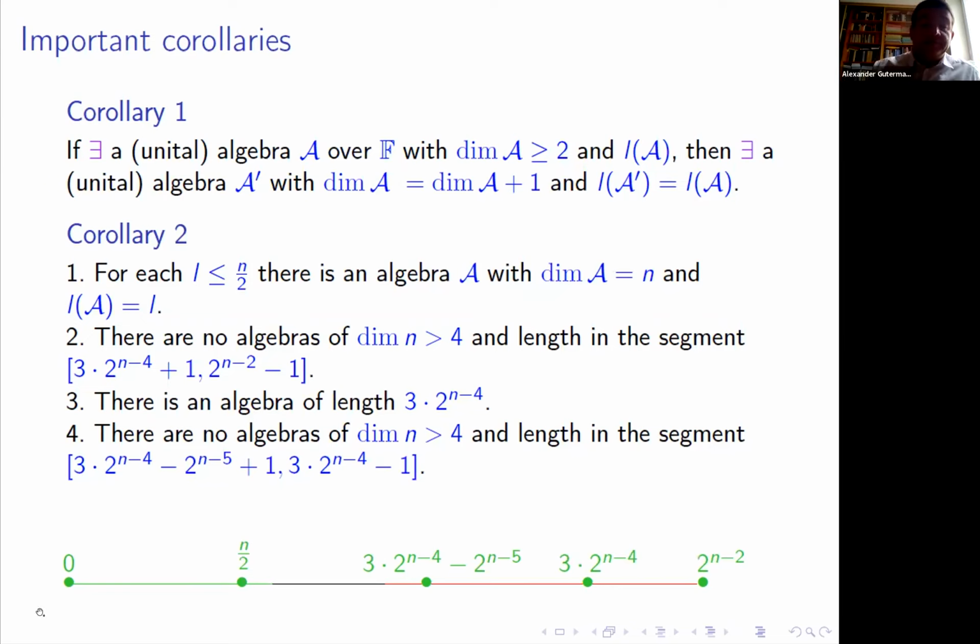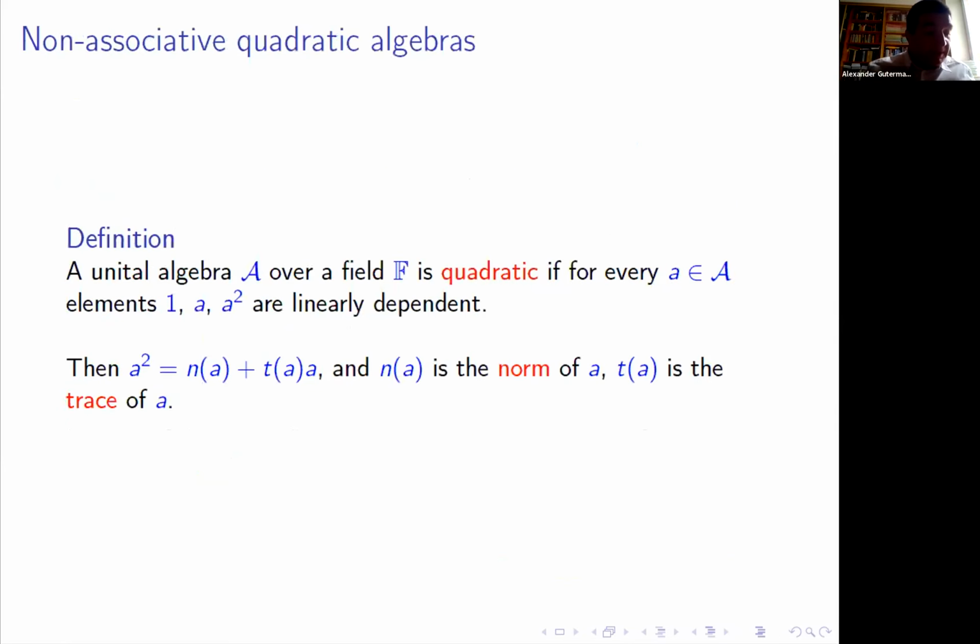And if you start from below, then a realizable number is n divided by 2, but still there is a certain open problem here about what the gaps in between are. I will not go into the details, and in fact, my time is 2 minutes. So I will finally mention quadratic algebras.